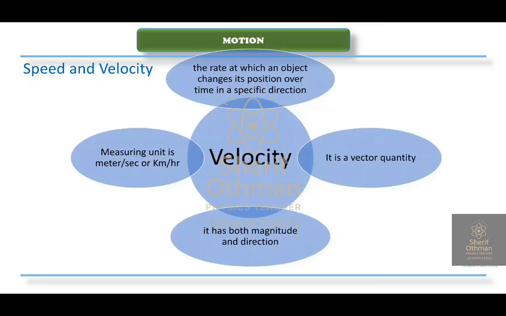Velocity is the rate at which an object changes its position over time in a specific direction. It's a vector quantity. It has both magnitude and direction. It has a measuring unit of meter per second or kilometer per hour. Okay, guys.